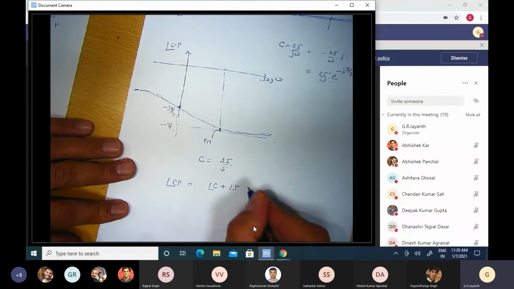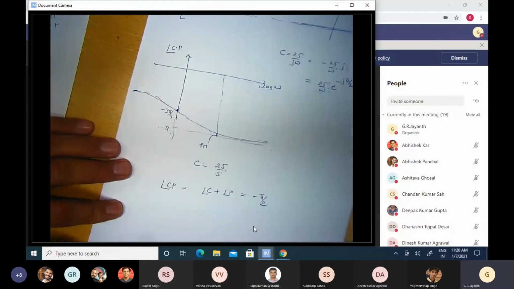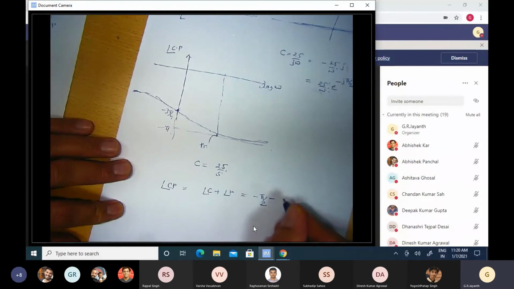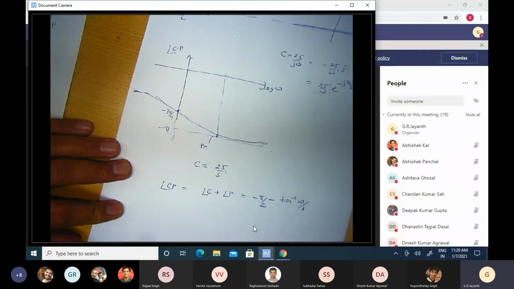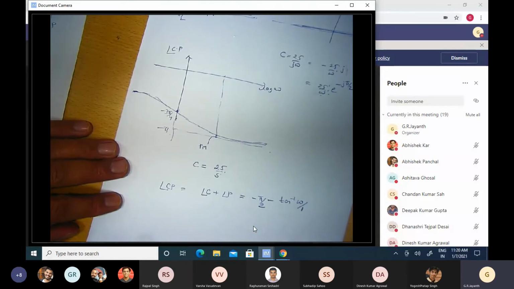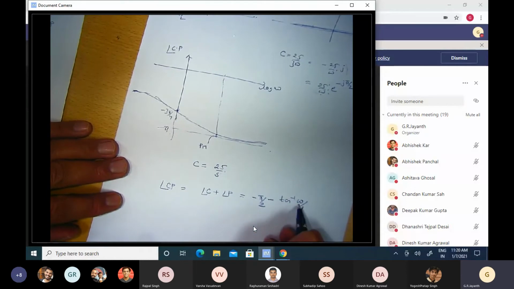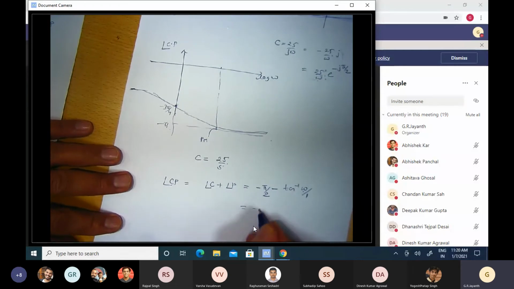The angle of C is always the same, minus pi by 2. It's independent of frequency. The angle of P, on the other hand, is minus tan inverse of omega by 1, because the corner frequency of the plant is 1 radian per second. And the omega at which the gain is crossing over is 50 radians per second. So the phase is therefore going to be equal to minus pi by 2 minus tan inverse of 50.